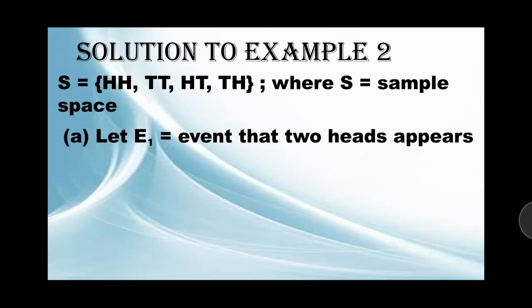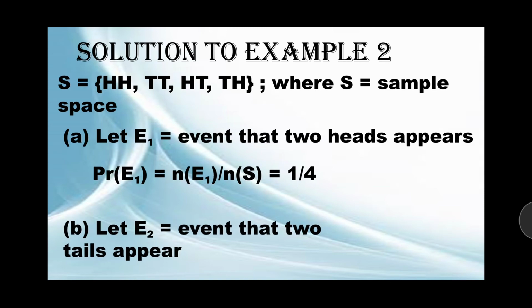The first question is talking about the probability that 2 heads appear. Now looking at that sample space, where we have 2 heads is only in one place. So our probability that 2 heads appear is going to be 1 over 4 as shown on the screen. Okay, then the B, what is the probability that 2 tails appear? The only place we have 2 tails is one place. So the probability is going to give us 1 over 4 as well. That's the probability that two tails appear.